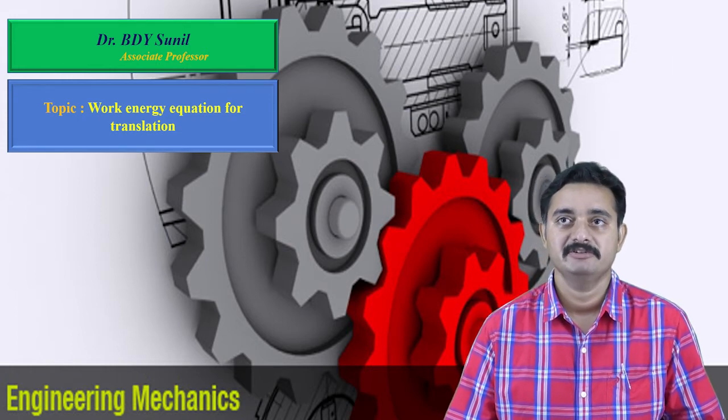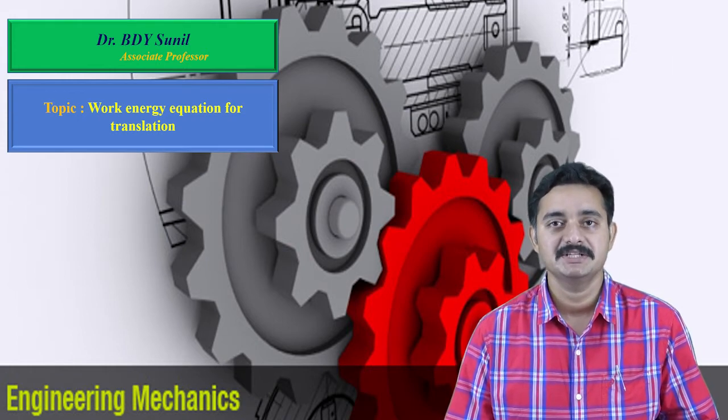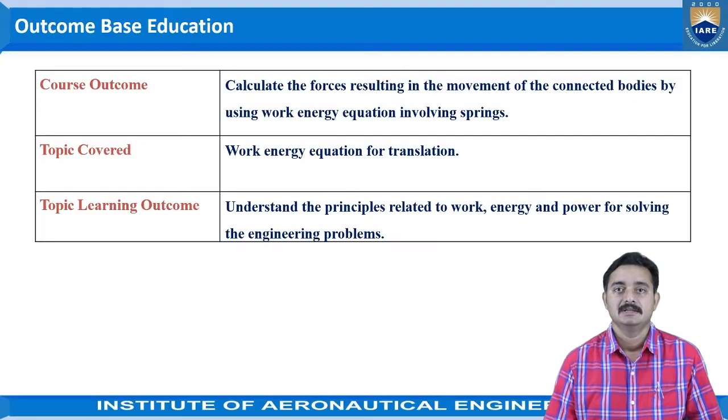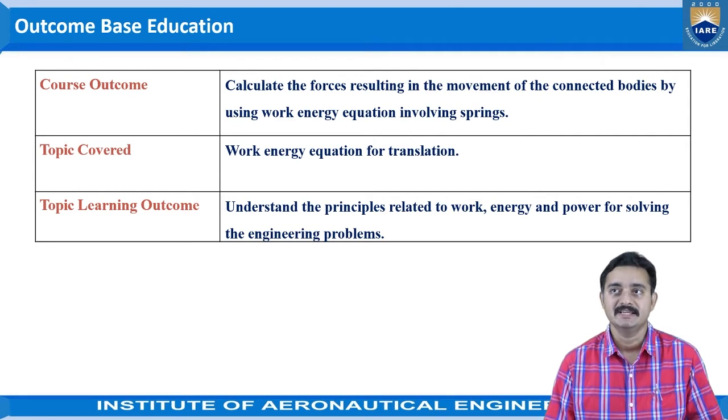In this session, we will be learning about the work energy equation for translation. The course outcome for today's session would be to calculate the forces resulting in the movement of the connected bodies by using the work energy equation involving springs. The topic covered would be work energy equation for translation. The topic learning outcome is to understand the principles related to work, energy and power for solving engineering problems.